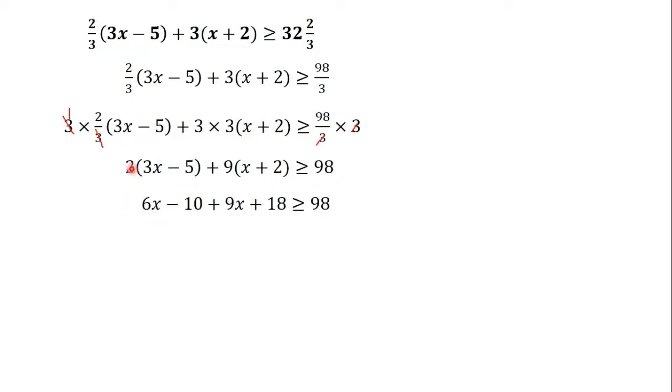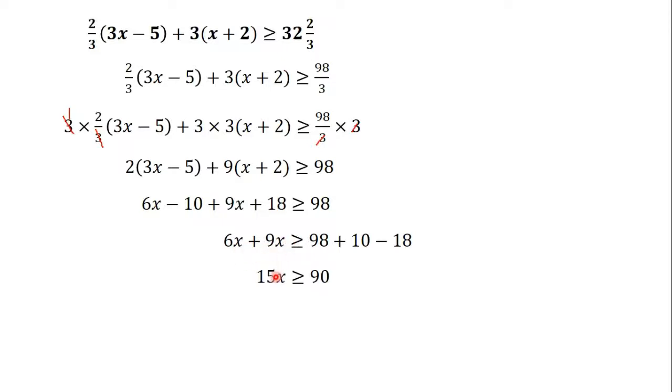So you are going to have 2 times 3x, which will give us 6x. 2 times minus 5 will give us minus 10. 9 times x will give us 9x. 9 times 2 will give us 18. It's greater than or equal to 98. So we group like terms. Luckily for us, both 6x and 9x are on this side, so we take the numbers to the other side. So 6x plus 9x greater than or equal to 98 is already here. Now 10 is negative. When it crosses to this side, it becomes positive, so plus 10. 18 is positive. When it crosses to that side, it becomes negative, so minus 18.